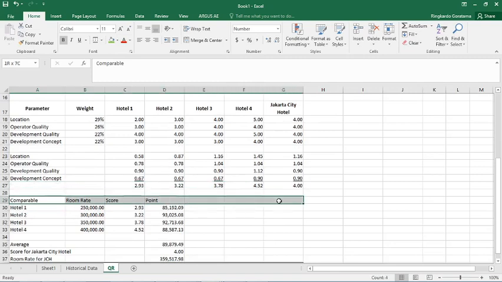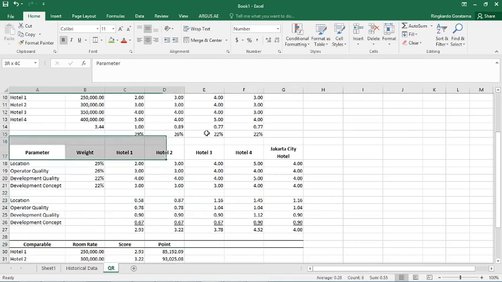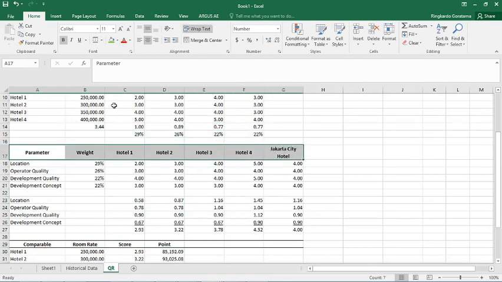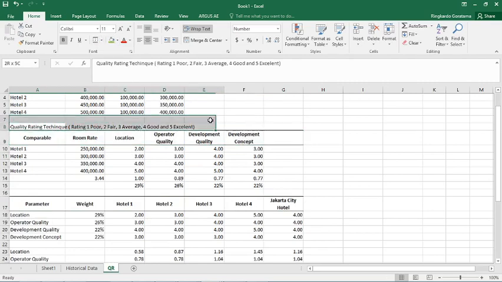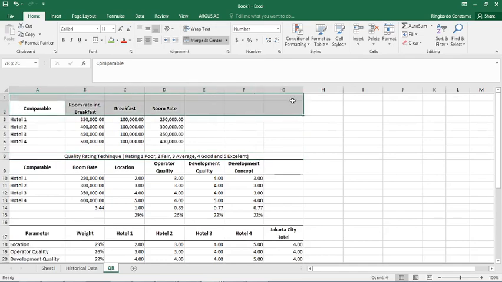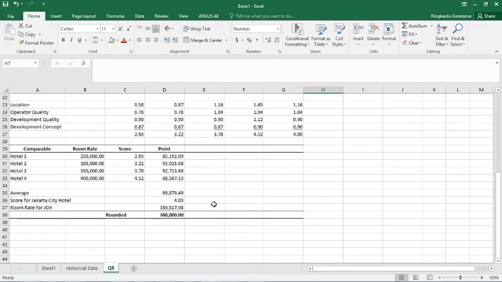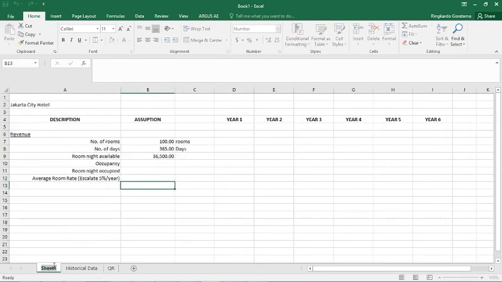Okay, this is the comparable, all the parameters. And I think we can merge this one. Okay. So we rename this to DCF. So we know the room rate, right?